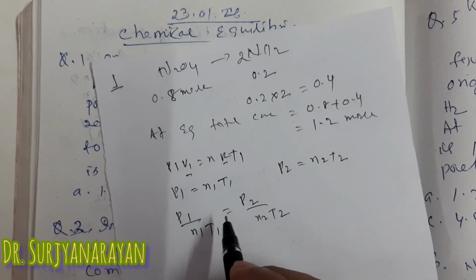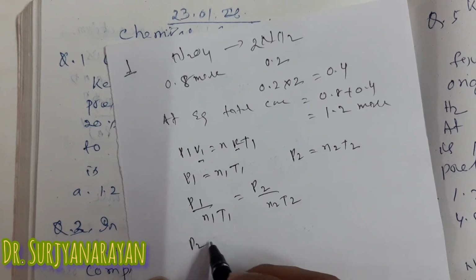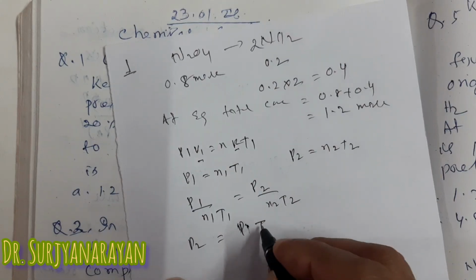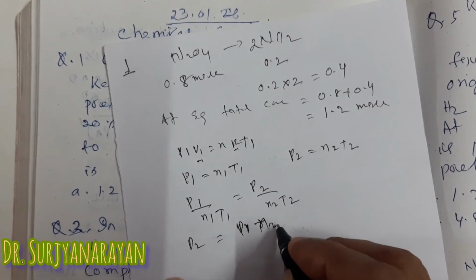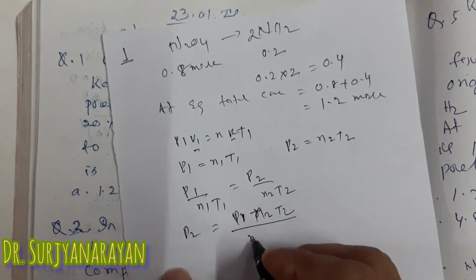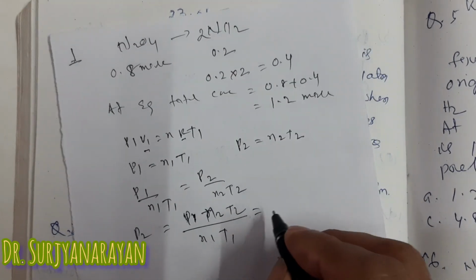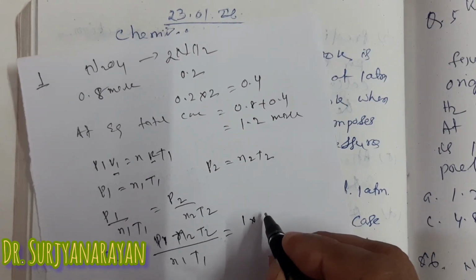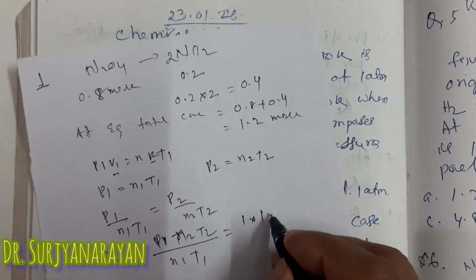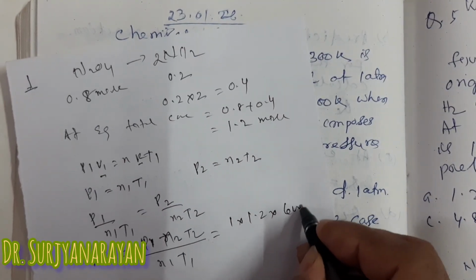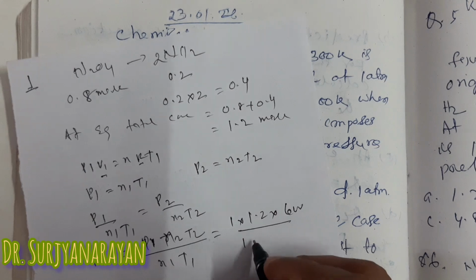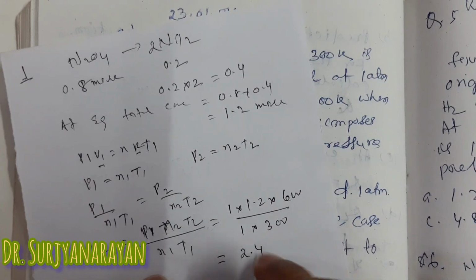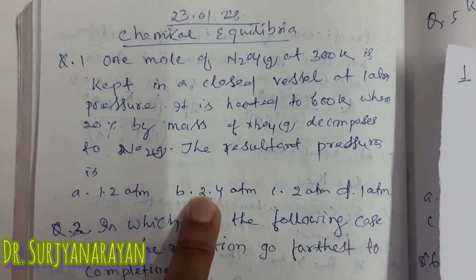So we have to find P2. P2 is equal to P1 N2 T2 by N1 T1. So put all these values: P1 value 1, moles N2 is 1.2 mole, T2 is 600, N1 is 1 and T1 is 300. By solving you will get 2.4. So your answer B is the correct answer.